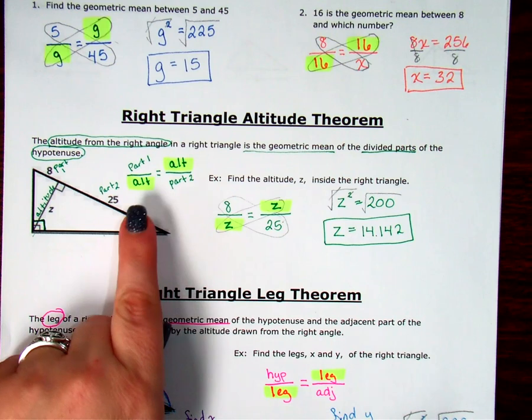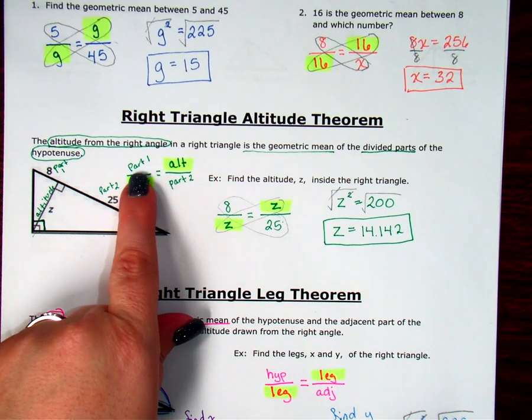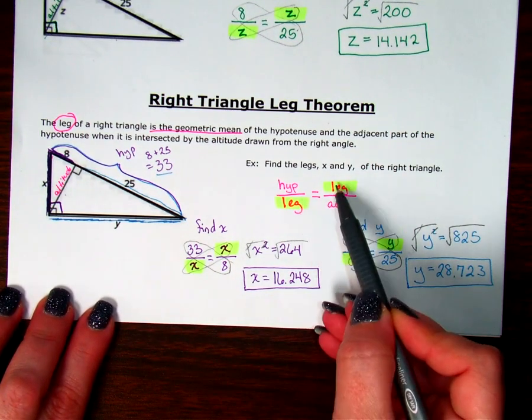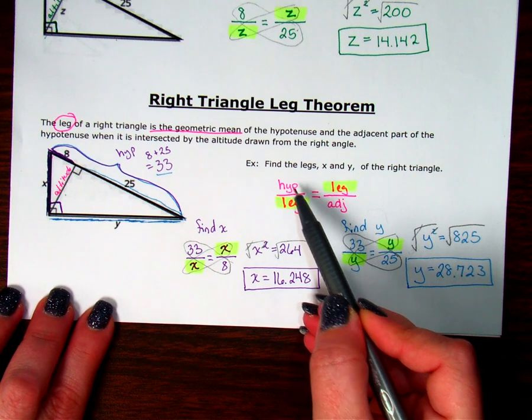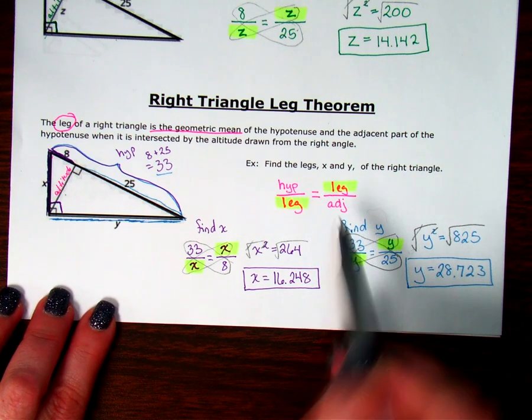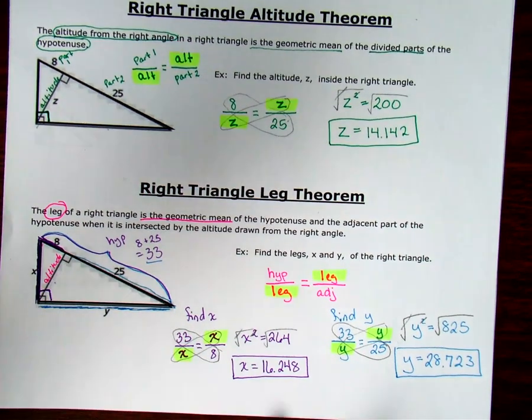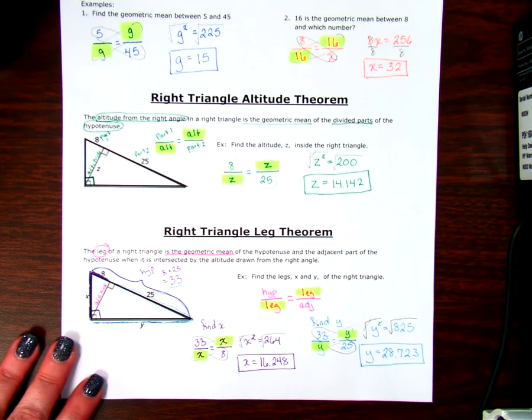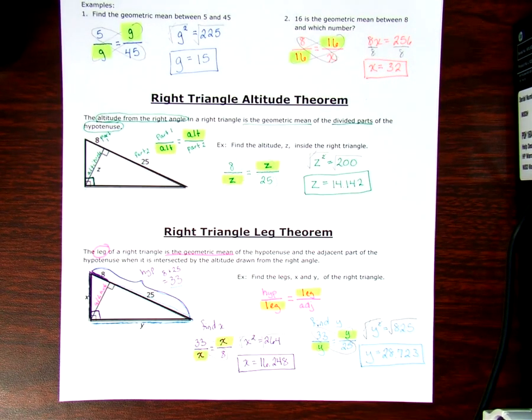All right, so my right triangle altitude theorem: my altitude is the geometric mean of the 2 parts of the hypotenuse, and my right triangle leg theorem: my legs are the geometric mean of the whole hypotenuse and the adjacent part of the hypotenuse. So hopefully those 2 makeshift formulas will help you using geometric mean in right triangles. The next video is going to have some examples, just doing this a few times over and over again to help you get comfortable using the formulas. Thank you so much for watching.